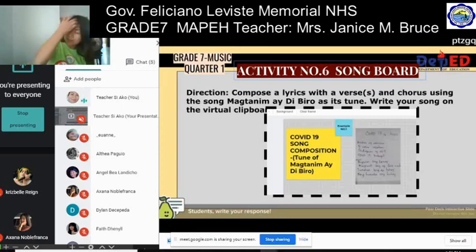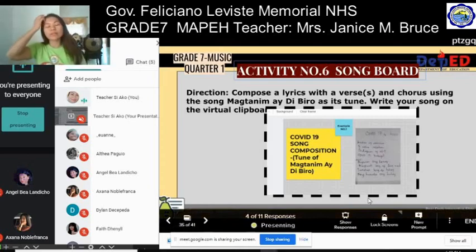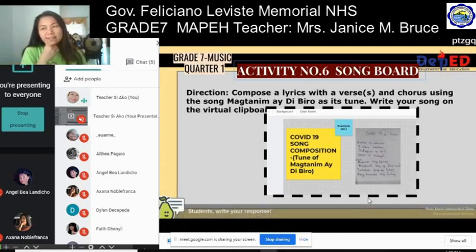Okay, so as I say, talk more about what you have to do. You can start typing in. Think of the song titled COVID-19, with the tune Magtanim ay Di Biro. So how are you going to write your words with verse and chorus regarding the COVID-19 situation happening in the Philippines or in your own barangay? Okay, I know you can relate to this COVID-19 health crisis, what it did to us.